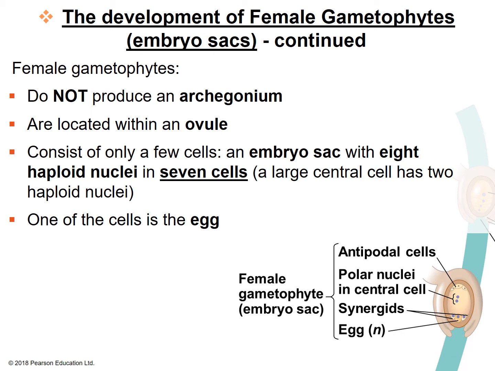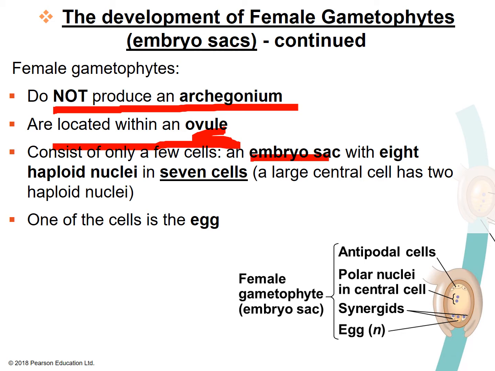Female gametophytes do not produce an archegonium, are located within an ovule, and consist of only a few cells: an embryo sac with 8 haploid nuclei in 7 cells, a large central cell with 2 haploid nuclei, and one egg cell here. This is again the embryo sac. Remember that the embryo sac is the female gametophyte, highly reduced into 7 cells and 8 nuclei.